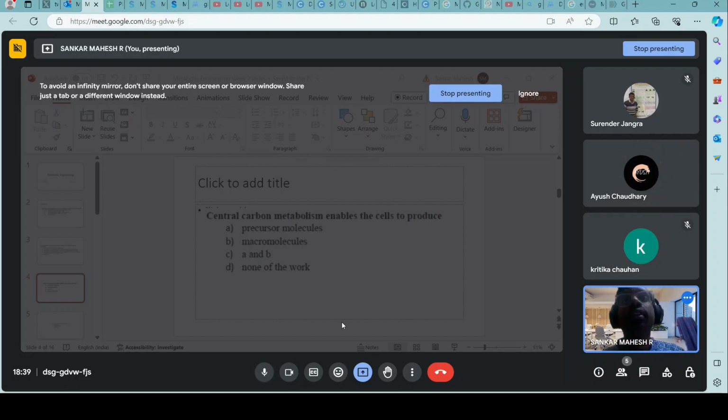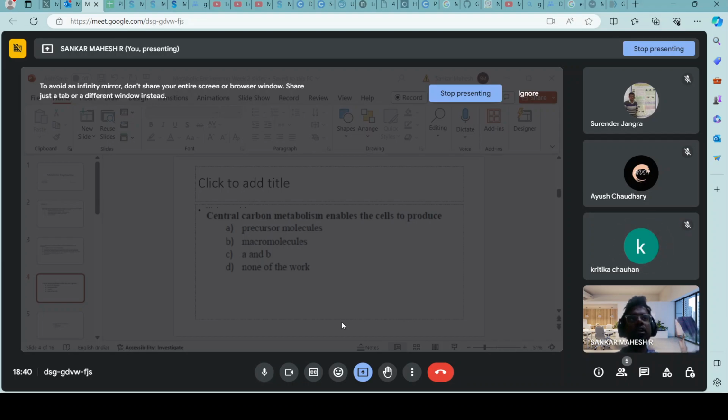Kritika, do you think macromolecules are also produced due to central carbon metabolism? You can give your opinion. Basically, central carbon metabolism helps in production of precursor molecules, and these molecules can be used to produce the amino acids which are required in proteins and in some cases nucleotide subunits as well. So I think both A and B can be correct because indirectly they are producing the macromolecules. I'm not sure about the second option, but the first one is correct, sir.